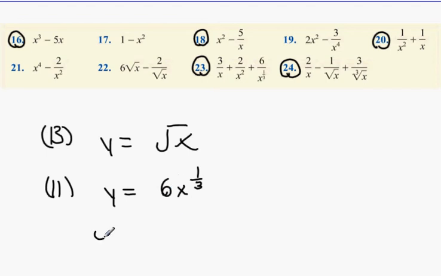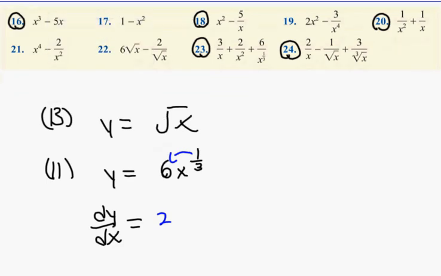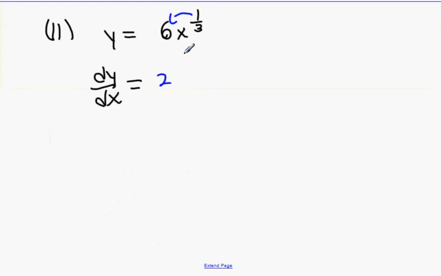Now what this means is dy dx, which means I do a process called differentiation. I differentiate this. So what you do is you bring the third to the front and you multiply it by the number that is there. A third times 6 gets you 2. So dy dx equals a third times 6, which is 2.